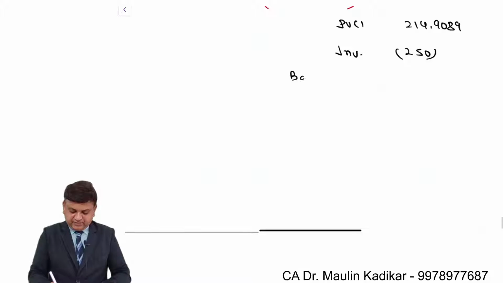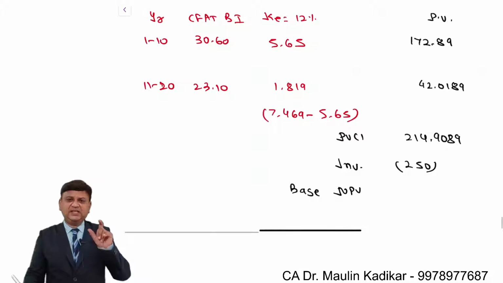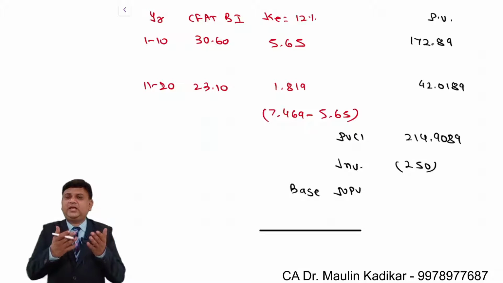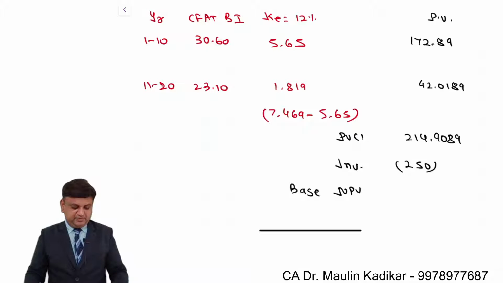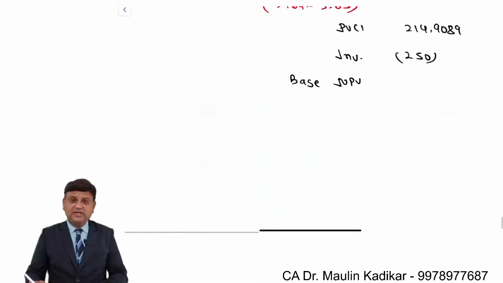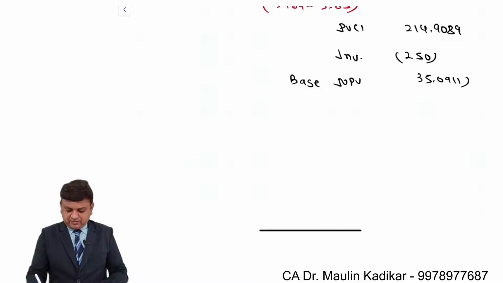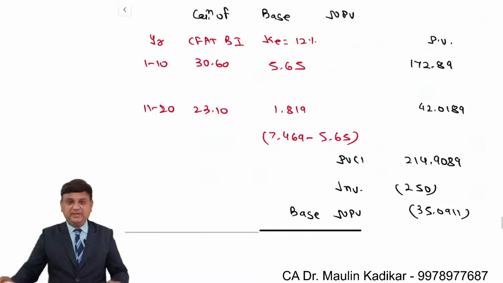So whatever the NPV that we get is the base NPV. See, the word base is indicating that without taking into account the advantage of the financial leverage, this is the NPV that you have. So it is named as the base NPV. Is this 35.0911. This is the way the base NPV is found.